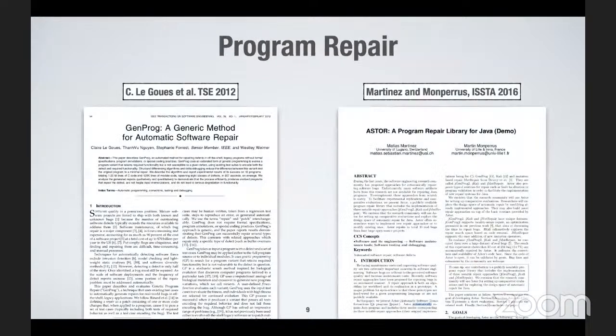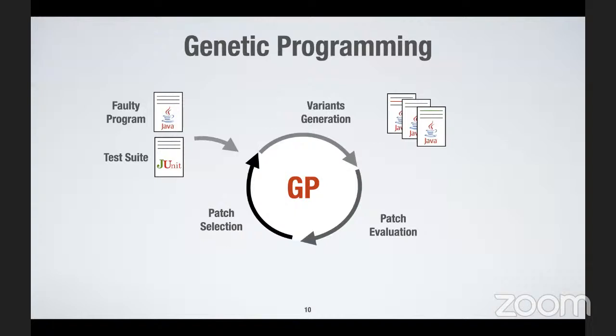So at the beginning, we tried to apply classical program repair. Here I'm giving two examples of well-established techniques, GenProg and the tool ASTOR. They are mostly for Java code and for classical types of libraries. To give a very quick overview, it's basically genetic programming based program repair. The overall idea is to start with the faulty program and use the test suite as a contract. We want to find a patch that lets all test cases pass successfully.